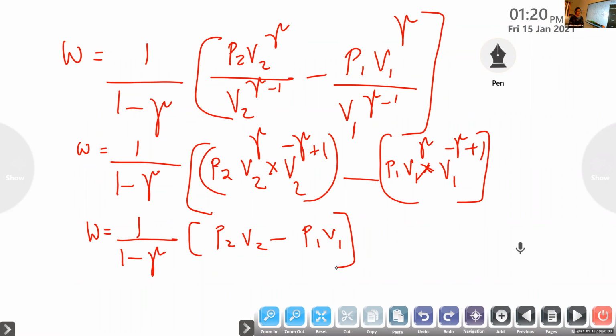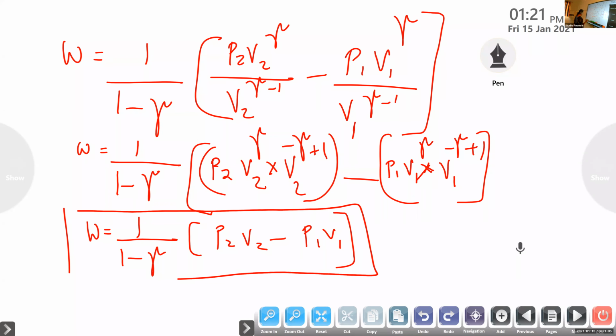So for ideal gas equation, work done you are getting from the equation PV gamma. That is, gamma stands for ratio of the specific molar heat capacity at constant pressure divided by specific heat capacity at constant volume. Okay. So 1 by 1 minus gamma into P2 V2 minus P1 V1. This is one equation.